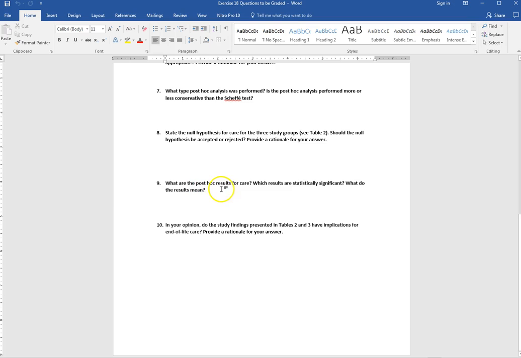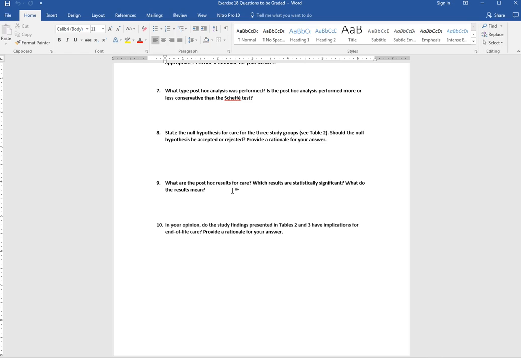Number 9, what are the post hoc results for care? So you need to look in the text and just write down what the post hoc results for care are. And they give you the p-value for those results. And you need to interpret whether or not that's statistically significant. So which of those results were statistically significant? And again, here we're going to compare the p-value to the significance level to make that determination.